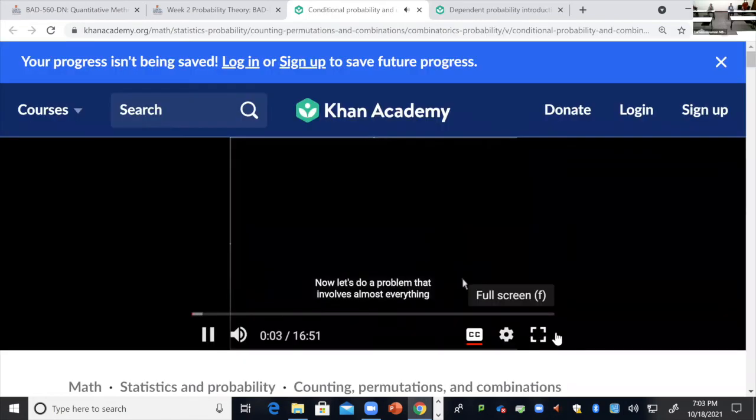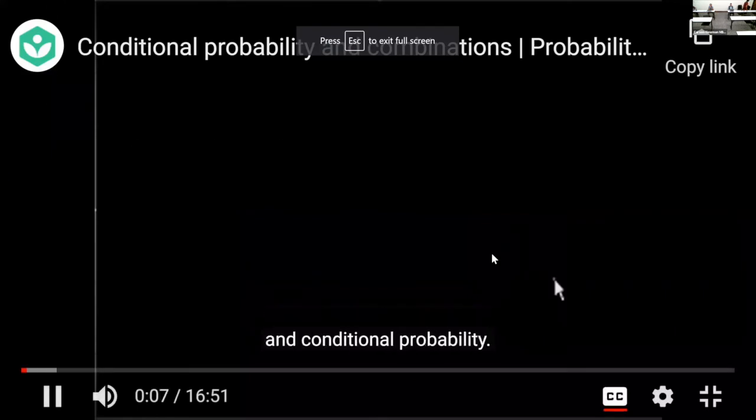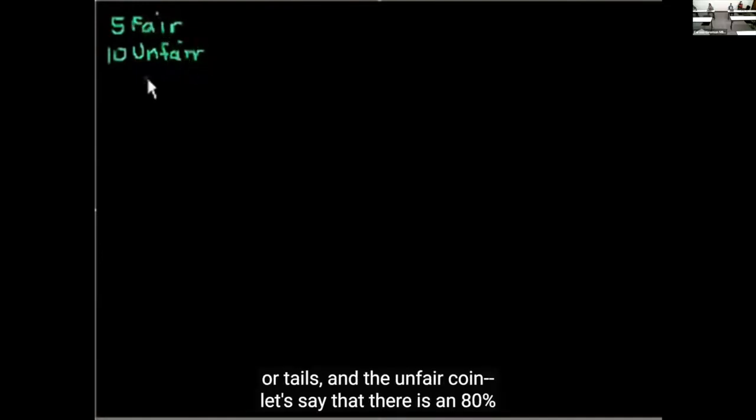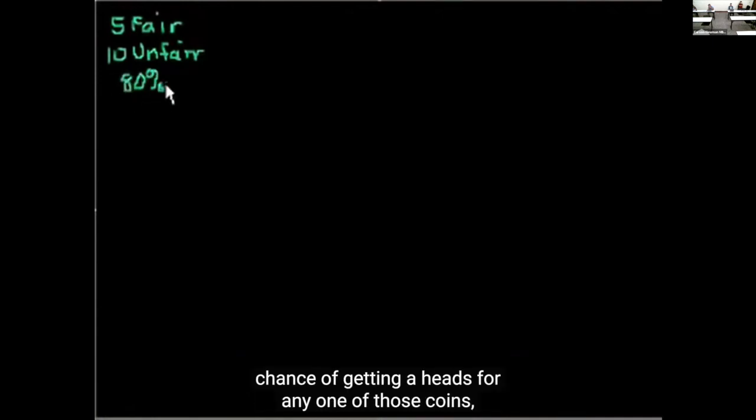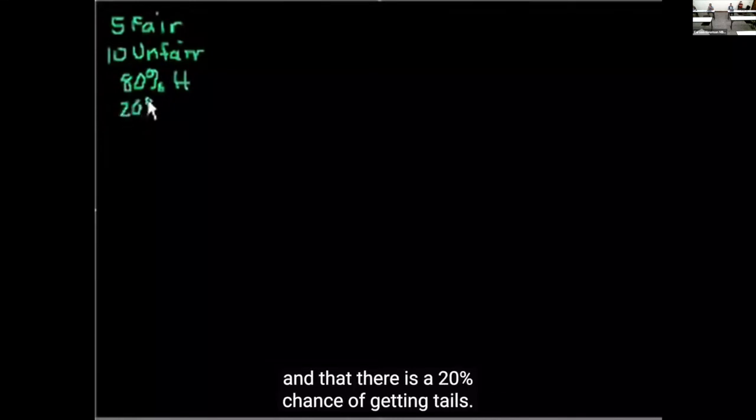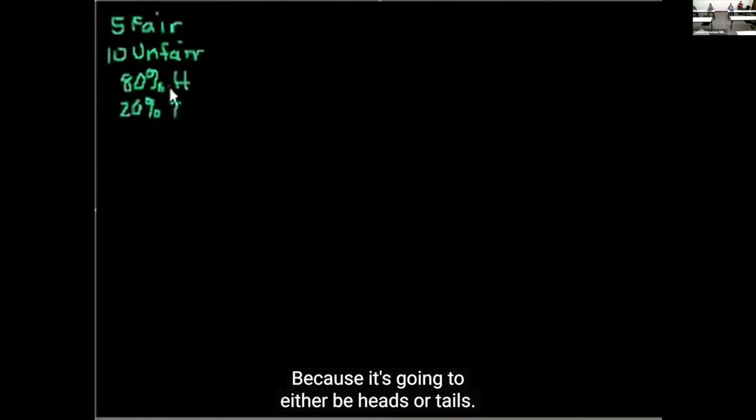Okay, let's start with the next video, using everything we've learned so far about probability and combinations, conditional probability. So let's say I have a bag again. In that bag, I have 5 fair coins and 10 unfair coins. A fair coin, of course, has a 50% chance of getting heads or tails. And for the unfair coin, let's say there is an 80% chance of getting heads and a 20% chance of getting tails.